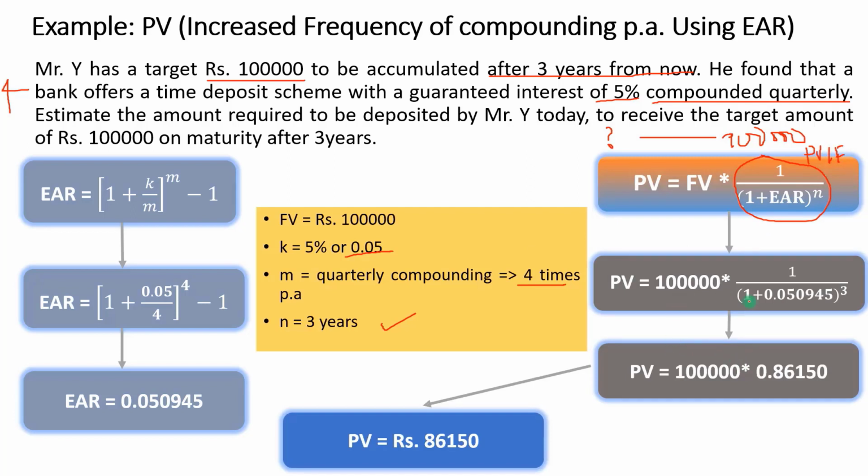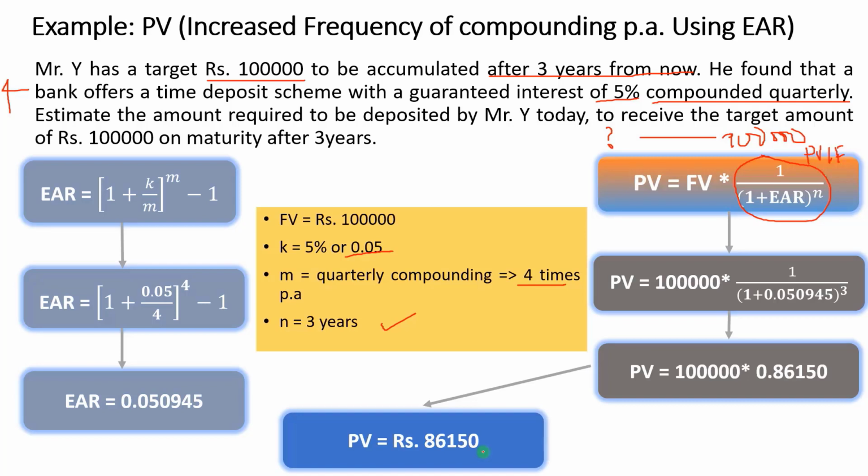The present value of the cash flow in this case is rupees 86,150. It means that Mr. Y is required to invest 86,150 rupees today in the bank deposit. Then he would receive 1 lakh rupees after 3 years.